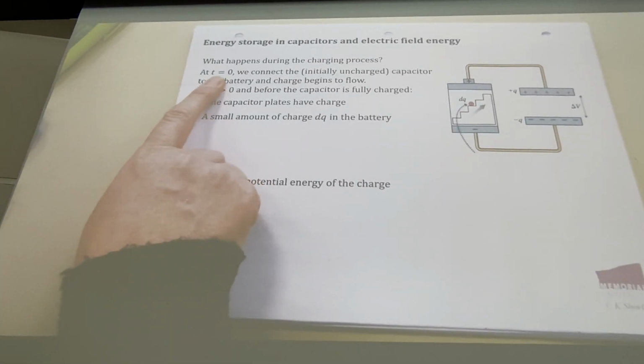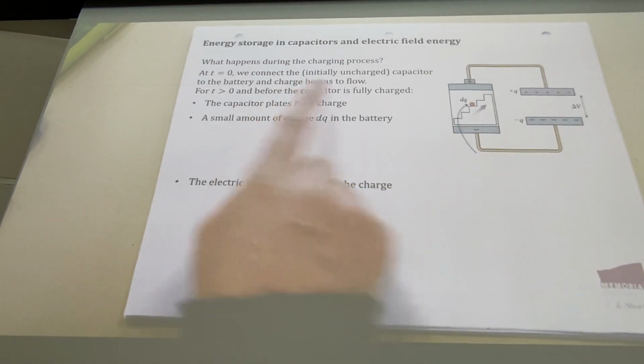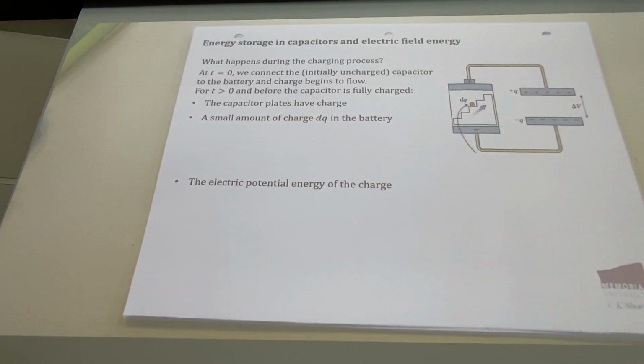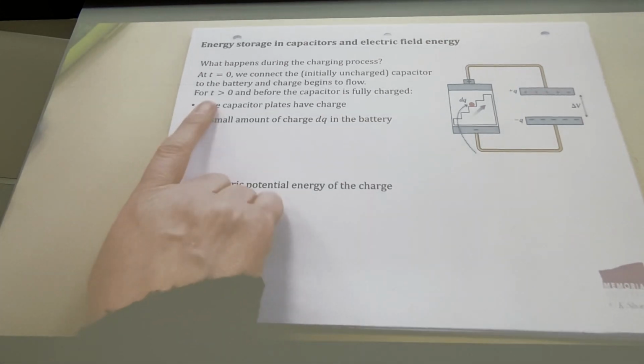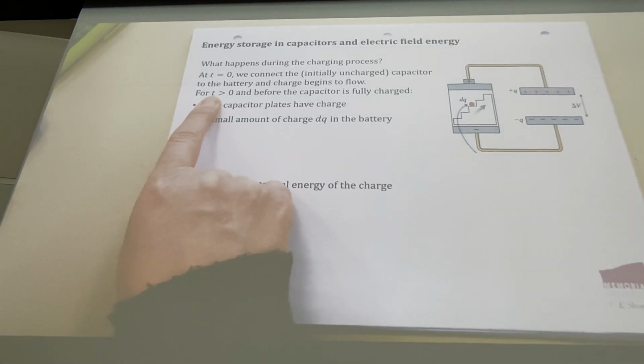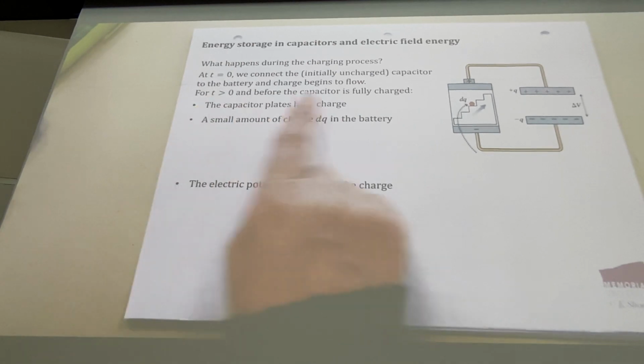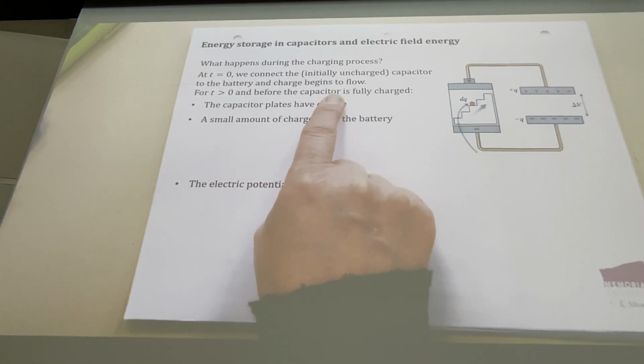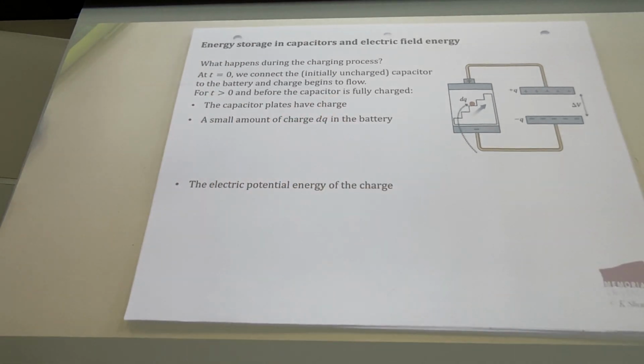So at t equals 0, we connect a capacitor to a battery and we allow the charge to flow, and it flows because the chemicals inside the battery do work. We're going to look at what's happening some little bit of time later, but before the capacitor is fully charged up. So it takes a finite amount of time to charge up. We're going to look at what happens in the middle of the process.